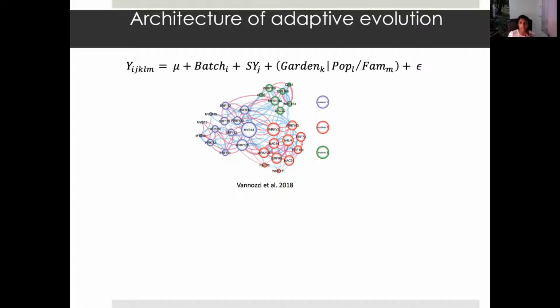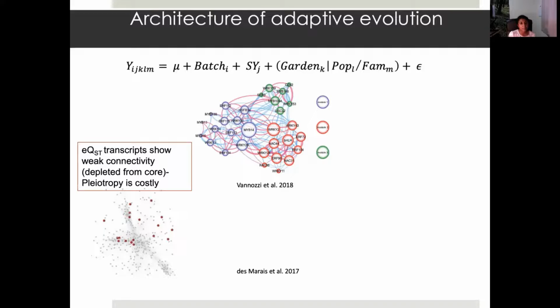We combined this co-expression network evaluation and the topological properties of it, along with the EQST categories that I had identified in the previous slide, to ask questions about the genetic architecture of adaptive evolution. Specifically, we expect that the EQST transcripts should have, in general, weaker connectivity or be concentrated away from the core of the co-expression network. Here I'm equating connectivity to level of pleiotropy as estimated from the co-expression network.